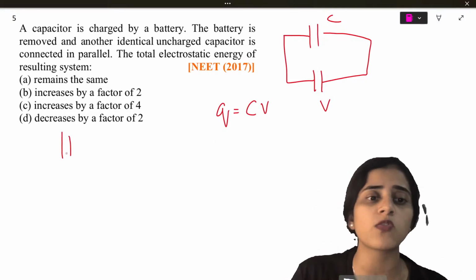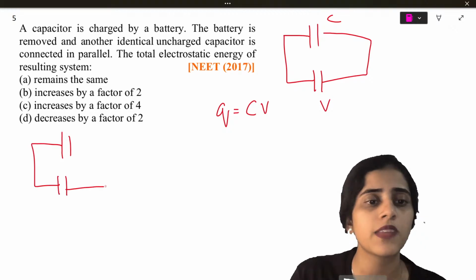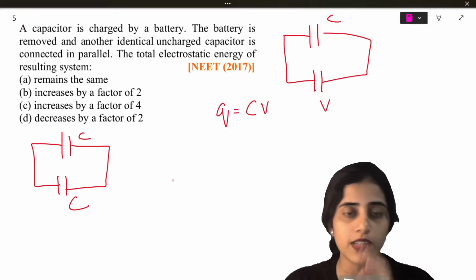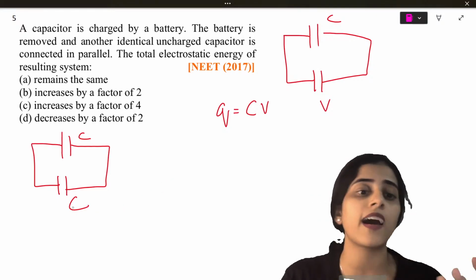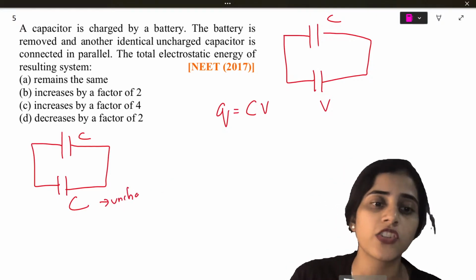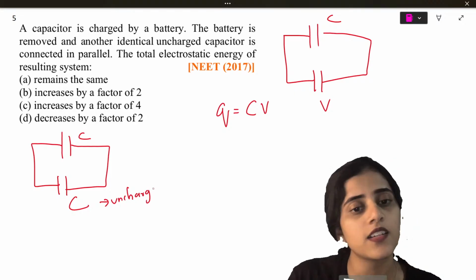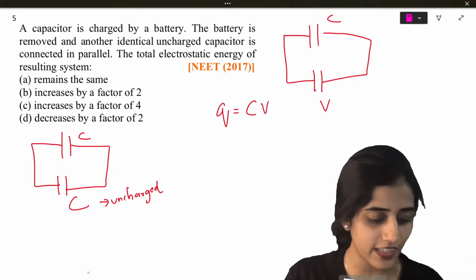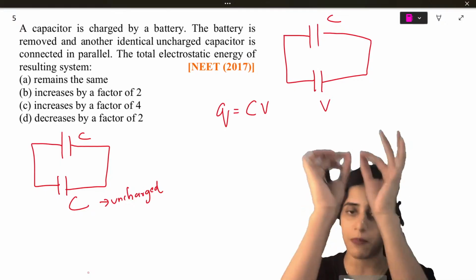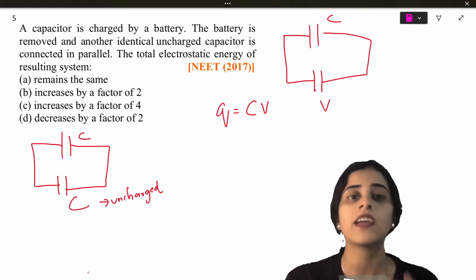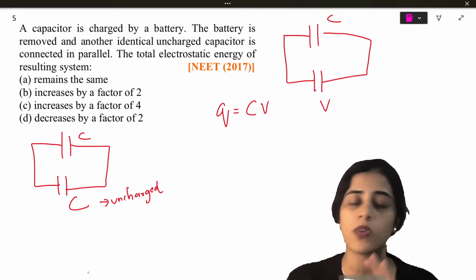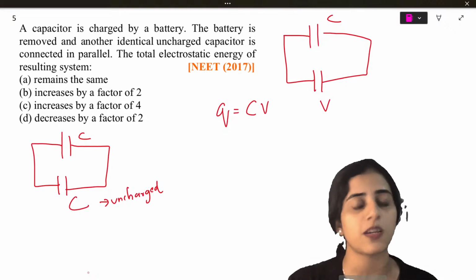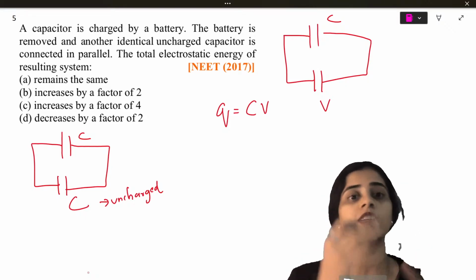So now what will my new circuit be? It will be two capacitors. I've removed the battery and I've put an uncharged capacitor. This is uncharged. Is the question clear to all of you? So first I have a capacitor which is connected to a battery, and then the charge is going to be Q is equal to CV. Now I remove the battery, I place an uncharged capacitor. Okay, now I have two capacitors.